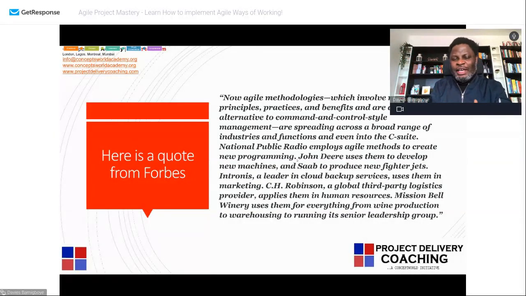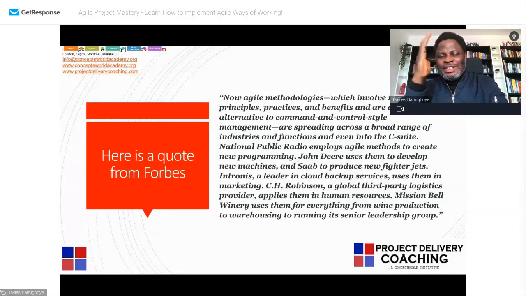Another company here called Intronis is a leader in cloud backup services. Think about that. Cloud backup services uses agile in marketing. That is absolutely awesome. Essentially, you use a cloud backup service, a company that just backs up, let's say, your iPhone to the cloud. Then they say, I want to do marketing, let's use an agile way.